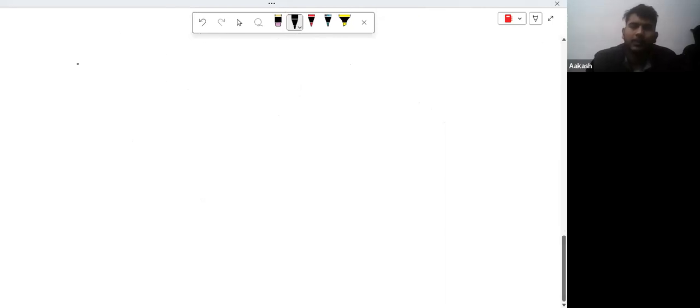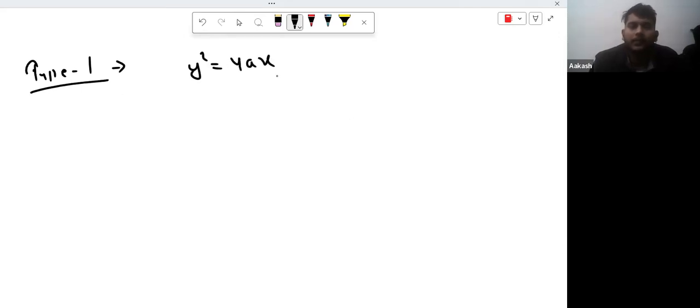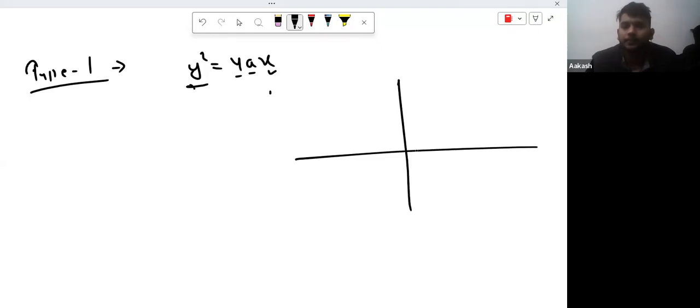Okay, there are 4 types of parabola that we are going to study. Type 1, which is y square equals to 4ax. You can see y square is always positive, 4 is positive, a is positive, so x will always be positive. So the graph of this kind of parabola is like this. This is the directrix, this is the parabola.